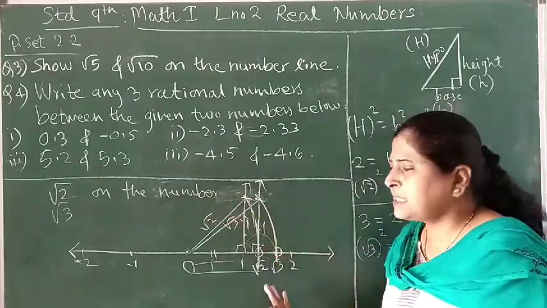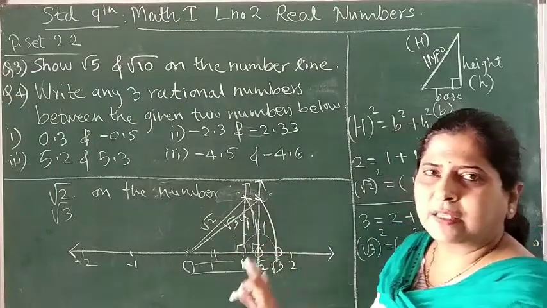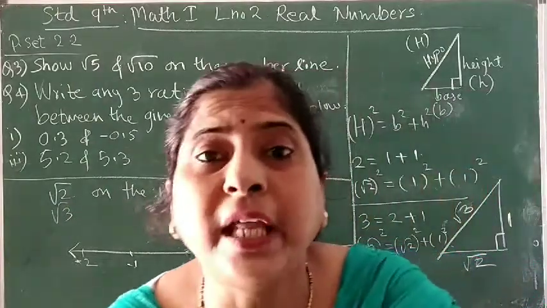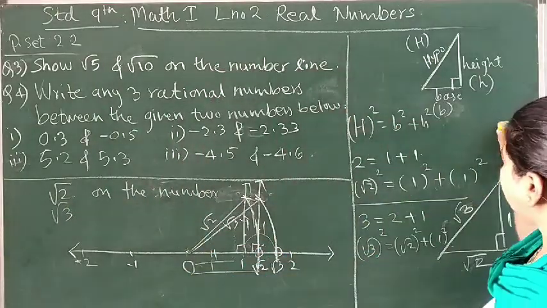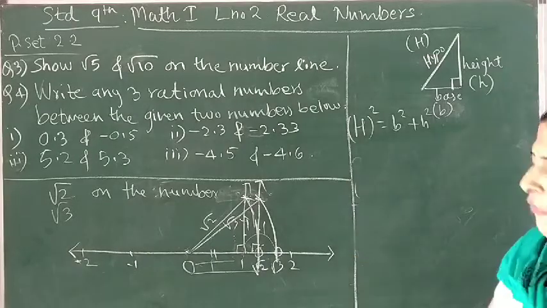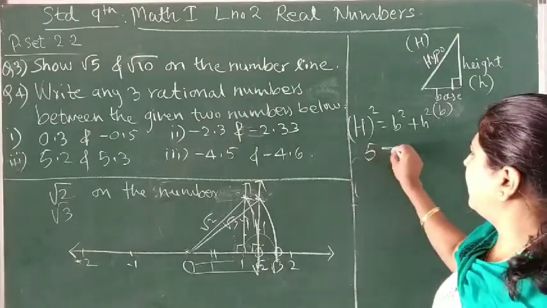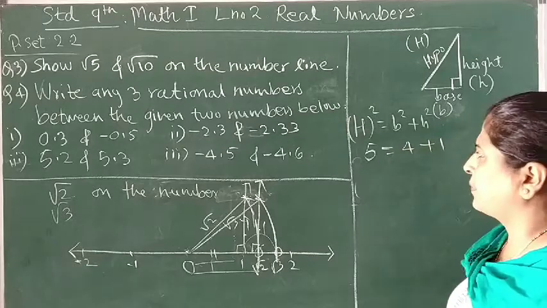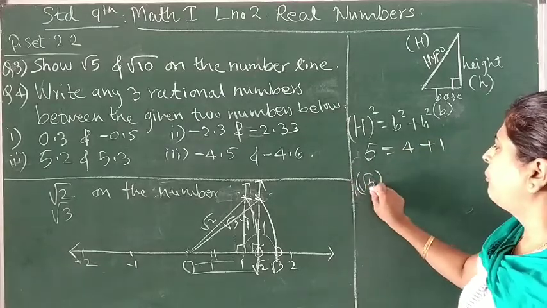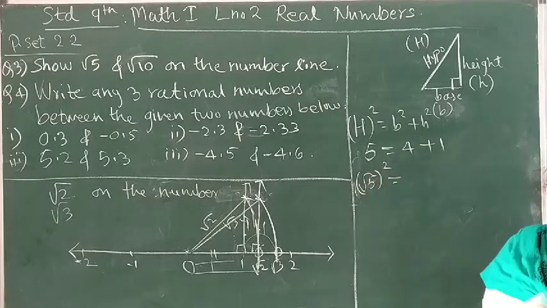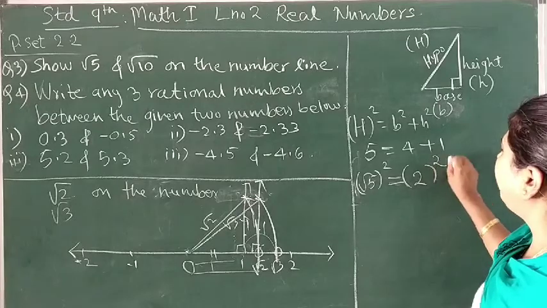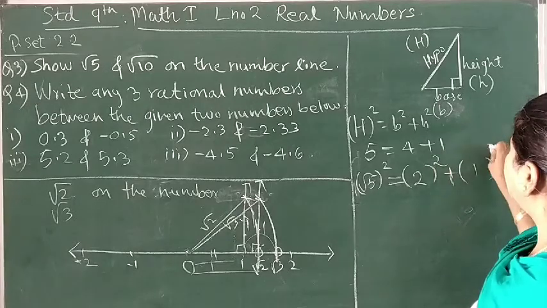Now from this basic knowledge, this basic information, how can you show square root of 5 and square root of 10 on the number line? For this, how we can bifurcate this 5? 5 can be written as 4 plus 1. Okay. So 5 is the square of irrational number square root of 5. And 4 is the square of what? We know 4 is the square of 2. And 1 is 1 square.